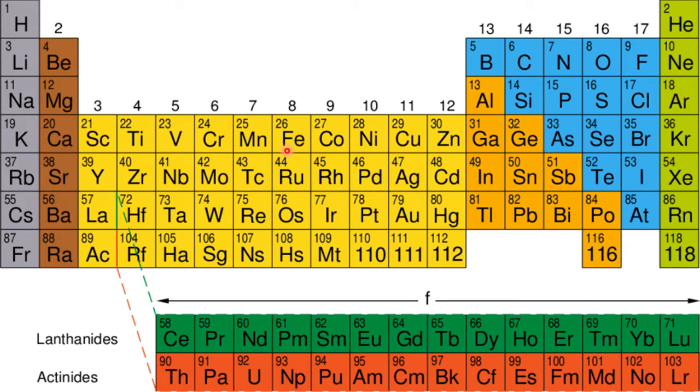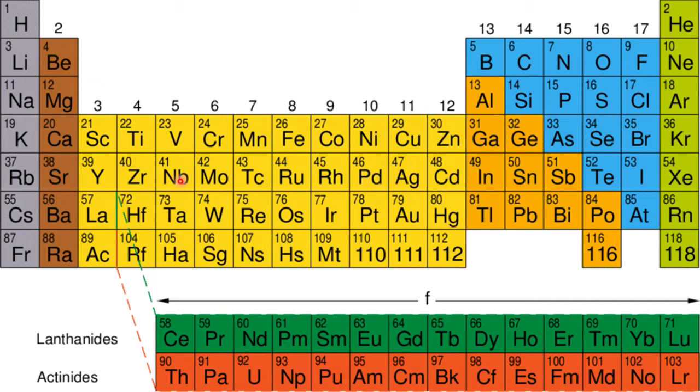Now, what is a period? A period is the arrangement of elements in the increasing order of atomic number from left to right. That is called a period. So left to right, hydrogen, helium in the first period, lithium to neon in the second period, sodium to argon in the third period, and so on. All these are periods, left to right.